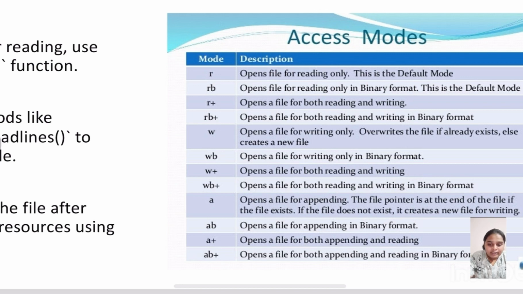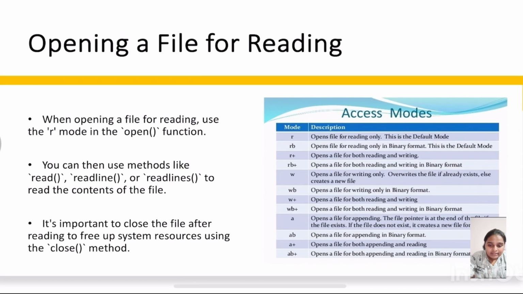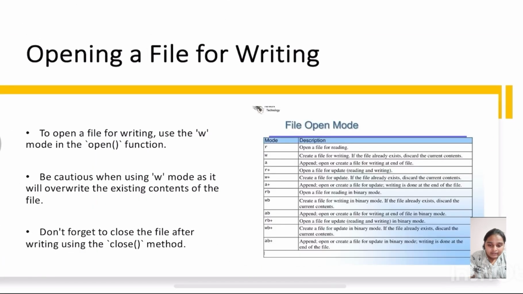Opening a file for writing. To open a file for writing, use the w mode in the open function. Be cautioned when using w mode, as it will overwrite the existing content of the file. Don't forget to close the file after writing using the close method.